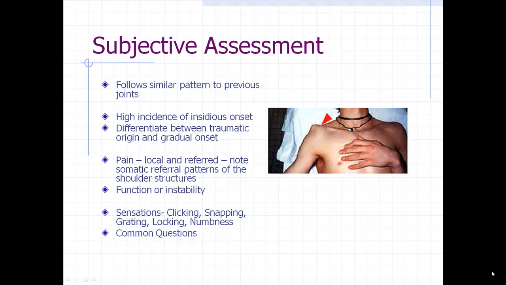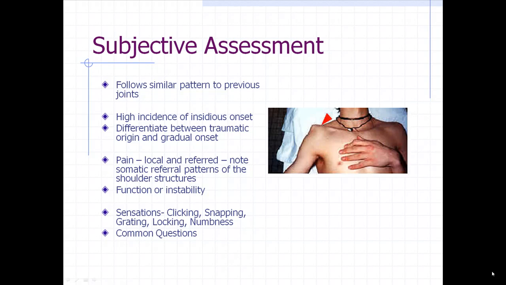The subjective assessment of the shoulder joint will follow a similar pattern to any other joint. Many pathologies are of insidious onset around the shoulder, so overuse problems and degenerative problems around the shoulder are very common, and it's important for the clinician to be able to differentiate between whether the origin of the injury is traumatic or whether it's of gradual onset.